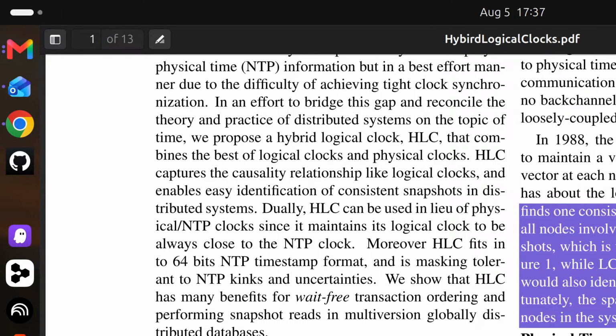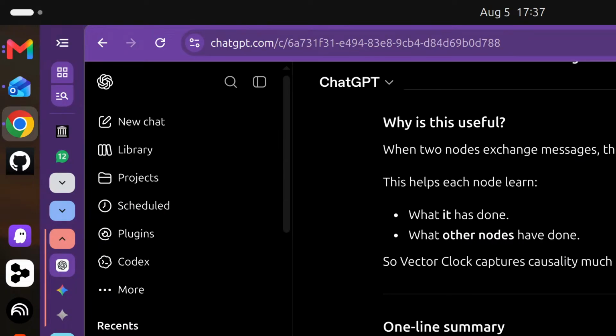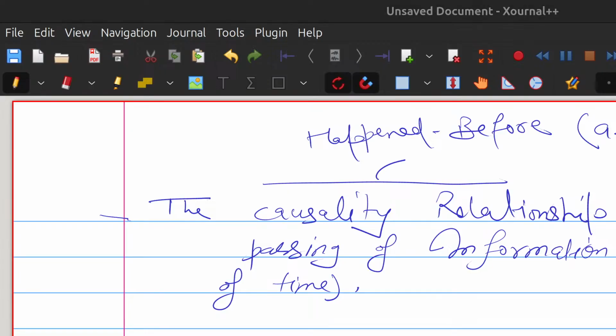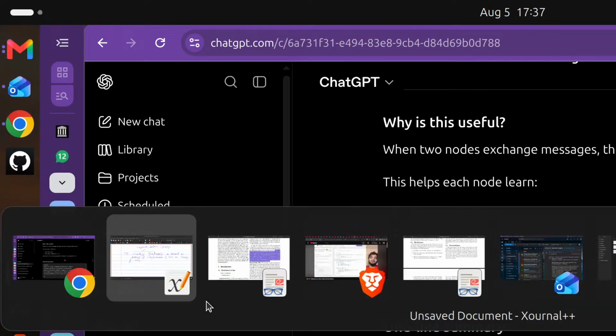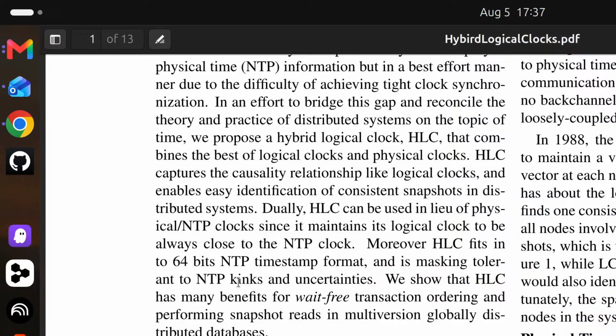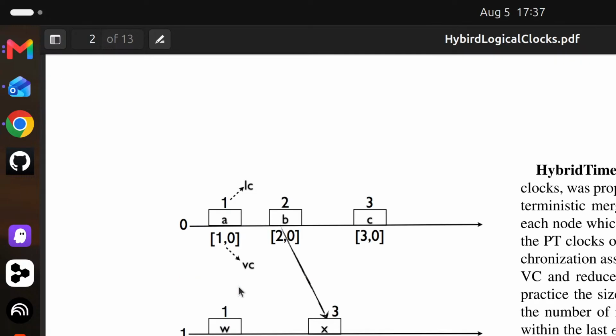So let me do this. Then we will go for physical time, right? So let's capture figure 1 also as it mentioned it, right? Where is figure 1, guys? Is it like figure 1?